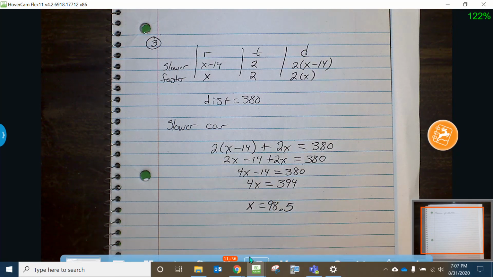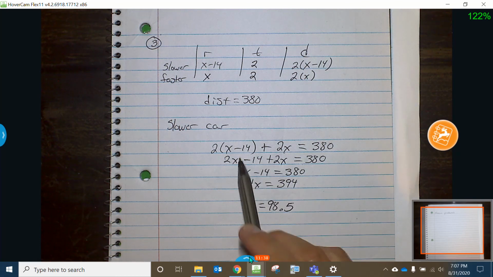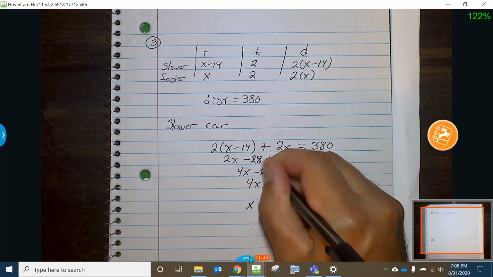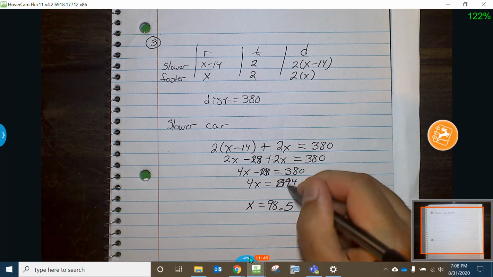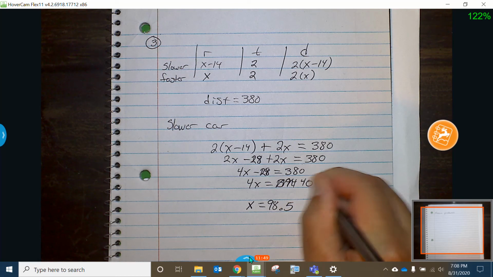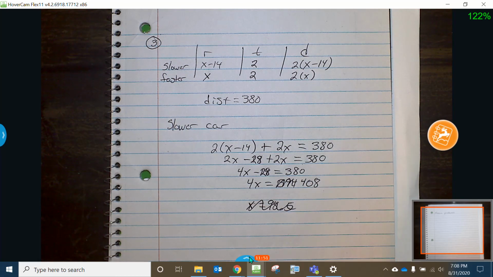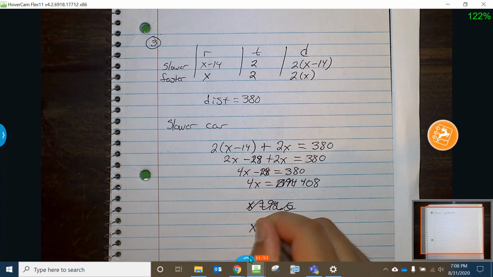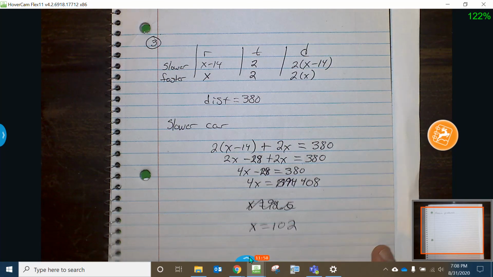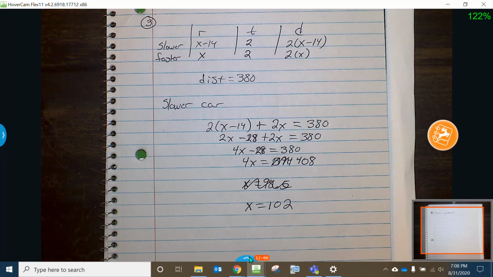Just caught a mistake. I forgot to distribute here, so we got a 28 here. So 28 here, add 28 to both sides, which is 408. And 408 divided by 4, x equals 102. Okay. So that's the faster car.